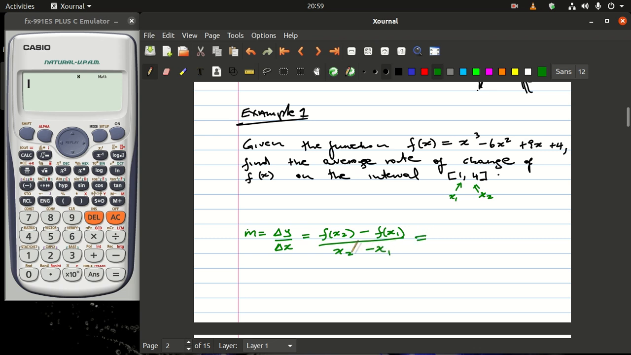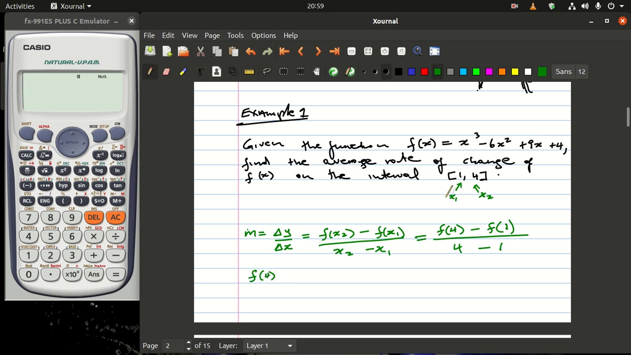And then what is our x2 in this case? We know our x2 is going to be 4 and our x1 is going to be 1. If I replace that, I will have f of 4 minus f of 1. The next thing I need is to find f of 4.